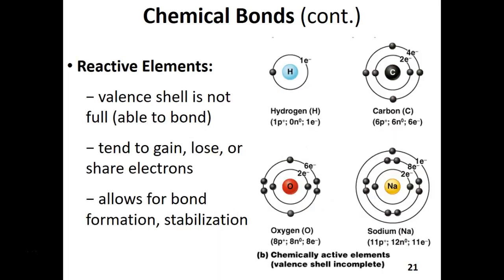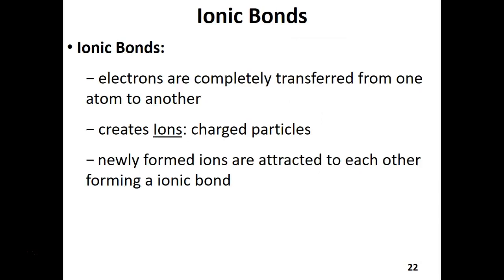So most elements aren't stable like that, though. They don't have a full outer shell, outer valence shell. And so these elements are the ones that want to interact and produce a bond to make themselves more stable. Examples of elements that like to bond: hydrogen, carbon, oxygen, sodium, chlorine. Those are all elements that like to bond so that they are more stable.